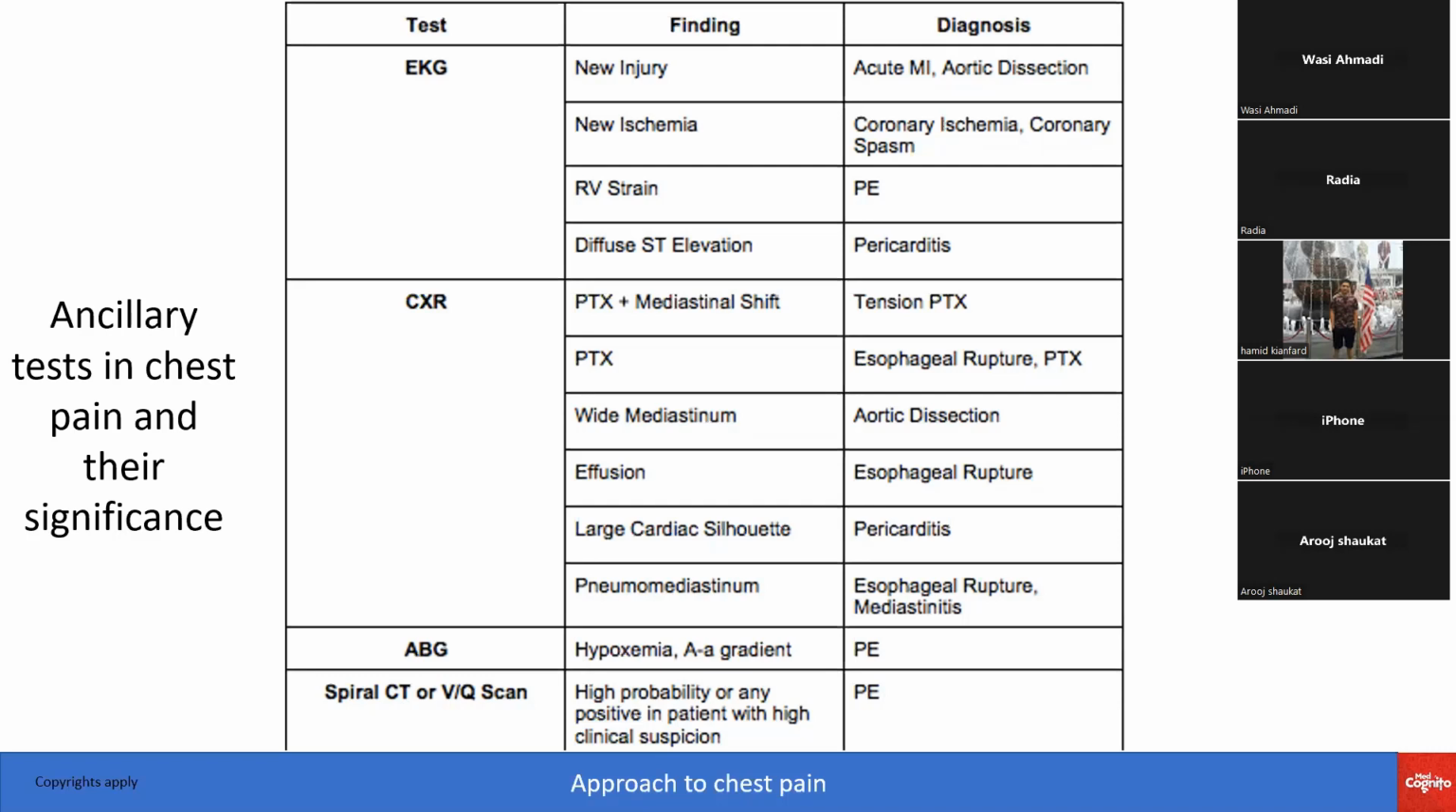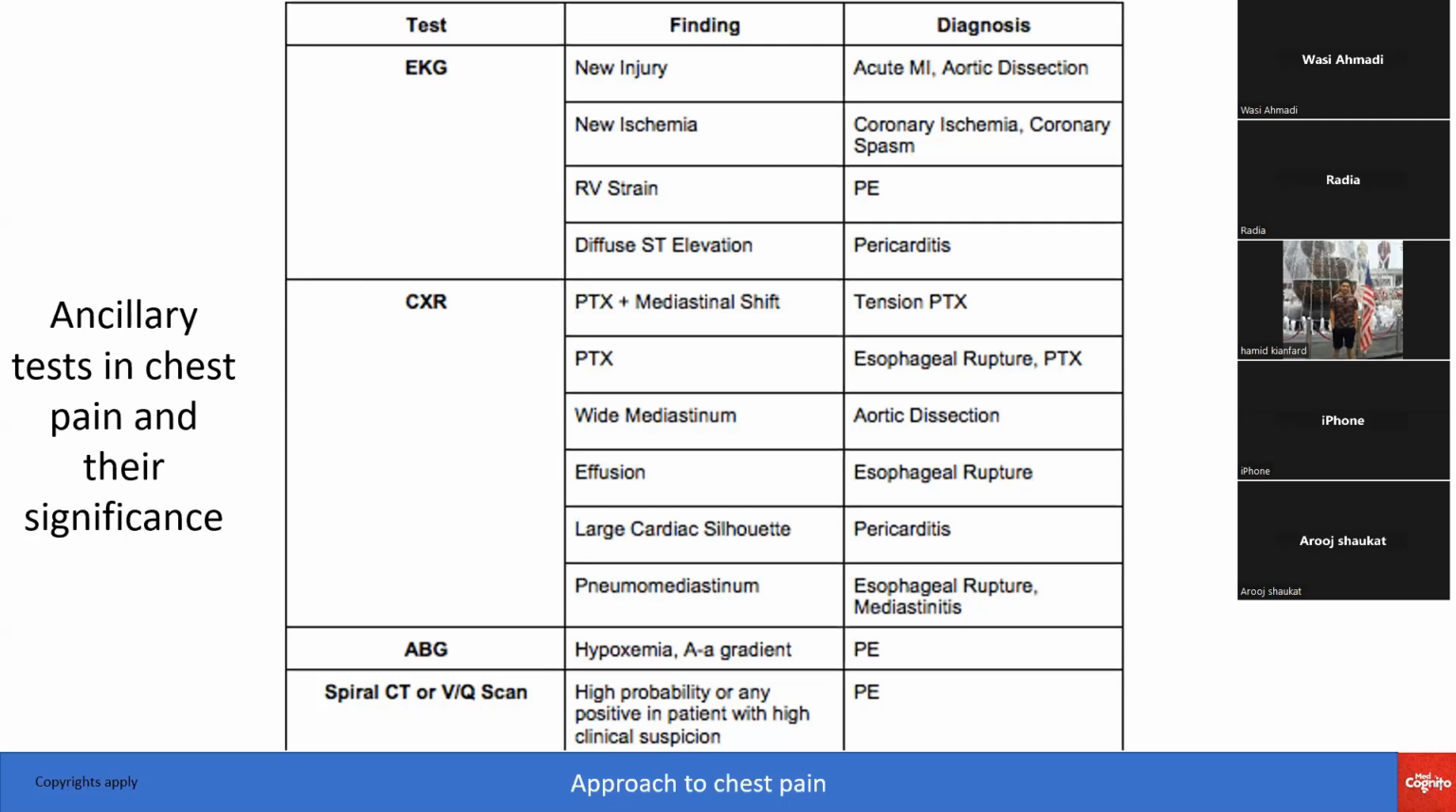You have a patient with chest pain, and you realize that the patient has a mediastinal shift. Maybe you palpate the trachea, it's moved. Think about tension pneumothorax, and you also see that on chest x-ray. You also have a patient with chest pain, you see a wide mediastinum. We've already talked about this. This is only re-emphasizing what we've learned. Think about aortic dissection. Chest x-ray with effusion in a patient who probably had a motor vehicle accident, think about esophageal rupture.